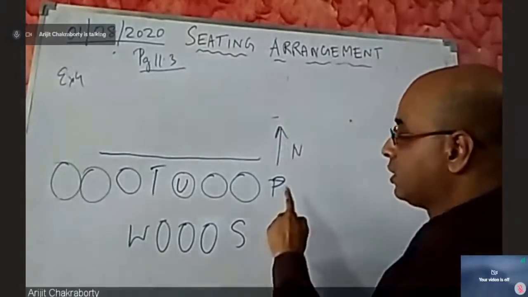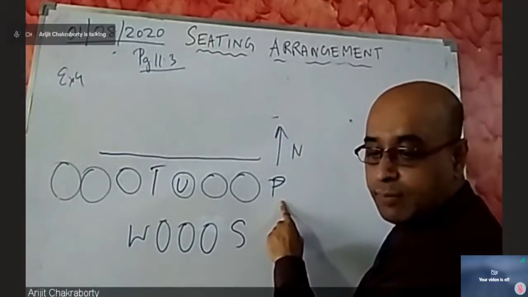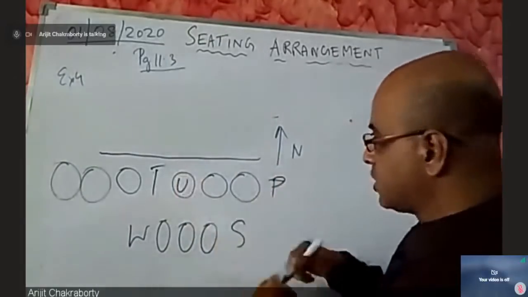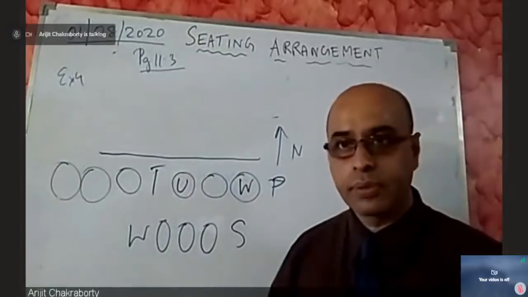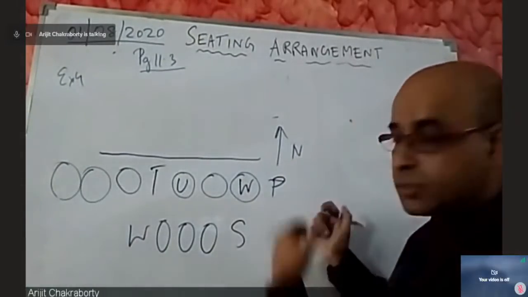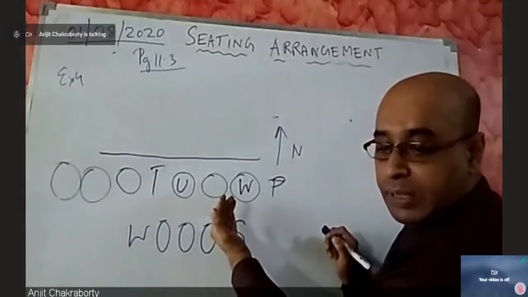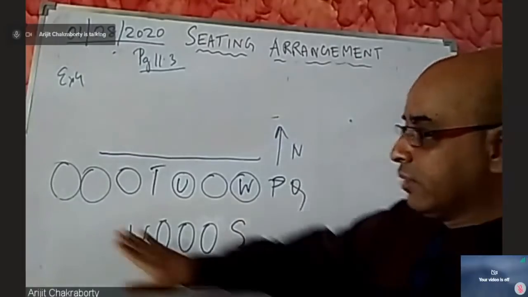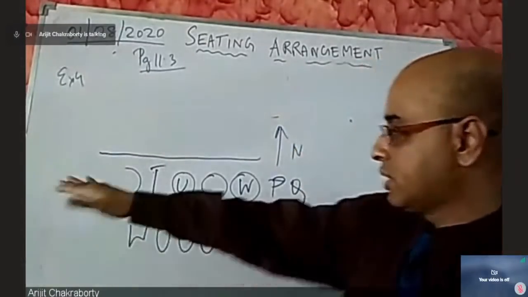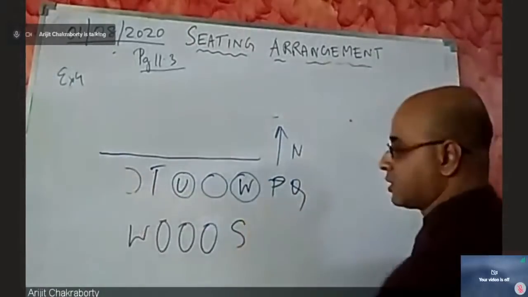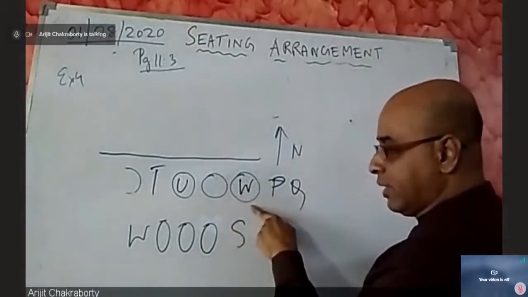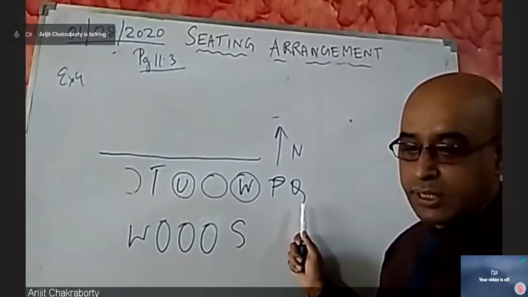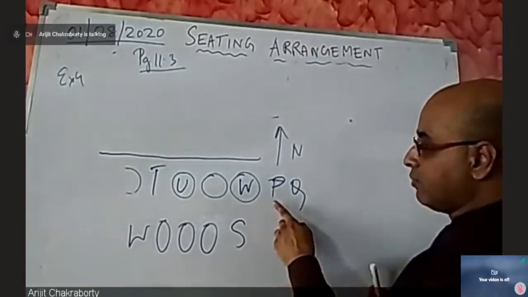Since W is to the left of P and P is the neighbor of Q, I'm writing W here. W is to the left of P is given, and P is the neighbor of Q, so I have only one place here. I'm writing Q here. We will rub these points later on, we are just trying to fix a seating arrangement. W is to the left of P, we have satisfied. Q is to the right of P, this also we have satisfied. P is the neighbor of Q, so now we are having PQ.